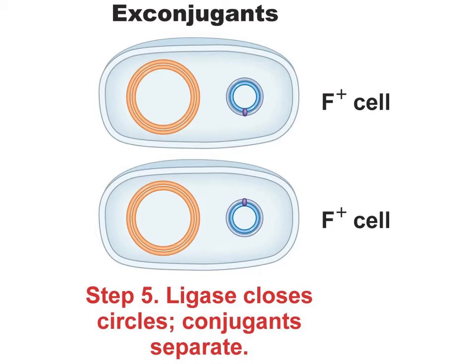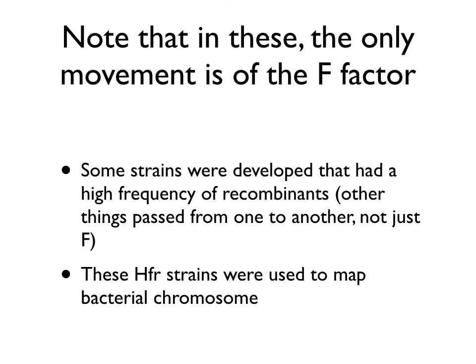Okay? So this is a way in which genetic material is passed from one bacterium to another through conjugation and the movement of the F factor from one cell to another. Now notice that the donor cell doesn't lose its F factor, okay? They simply both become F positive cells. Now, in this conjugation, only the F factor is moving.